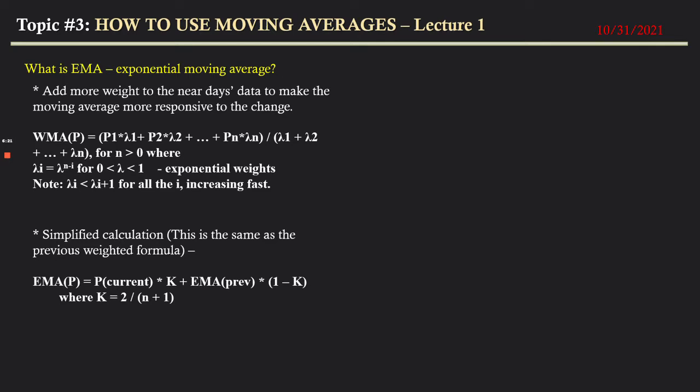There is a very simple way to calculate this exponential moving average. This is kind of equivalent, but very simple. You use the previous day's moving average, multiply by 1 minus k, and add the current price multiplied by k. The k is a constant. It depends on the range n you're choosing.